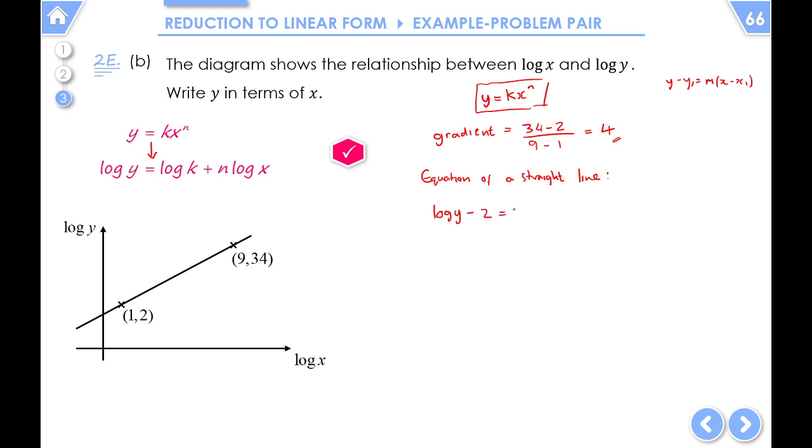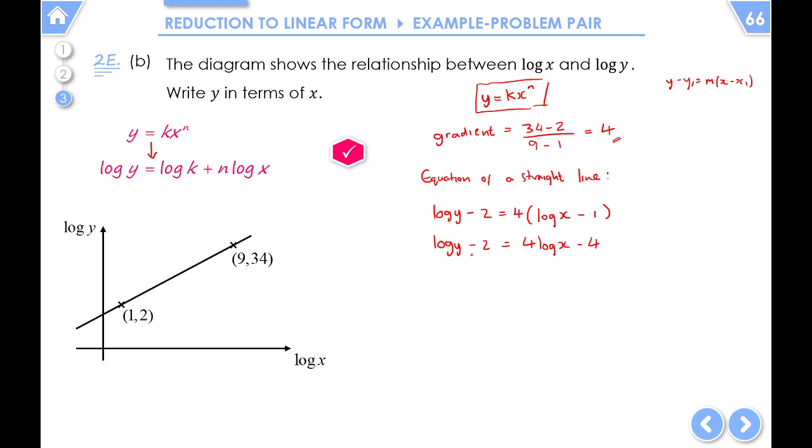That's going to equal the gradient, 4, times x minus x1. But again, not x on the horizontal axis, it's log x. And that is minus the x coordinate, which is 1. Okay, let's expand out these brackets on the right hand side. We'll get log y minus 2 equals 4 log x minus 4.